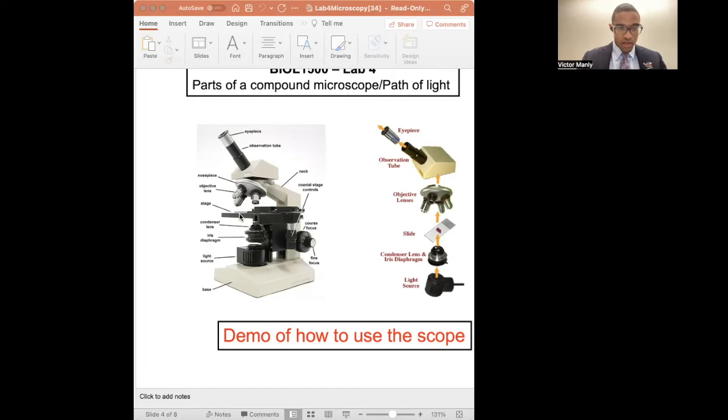The stage supports the slide, and the clips on the stage hold the slide in place. You also have your diaphragm, which allows light to come through and shine onto the objective lens. The mirror, which reflects light onto the objective lens. The condenser here focuses light onto the specimen. The base, which supports and stabilizes the entire microscope, and the limb, or the neck, which is used to hold and carry the microscope, in which you will hold the base with one hand and hold the neck in the other while transporting your microscopes.